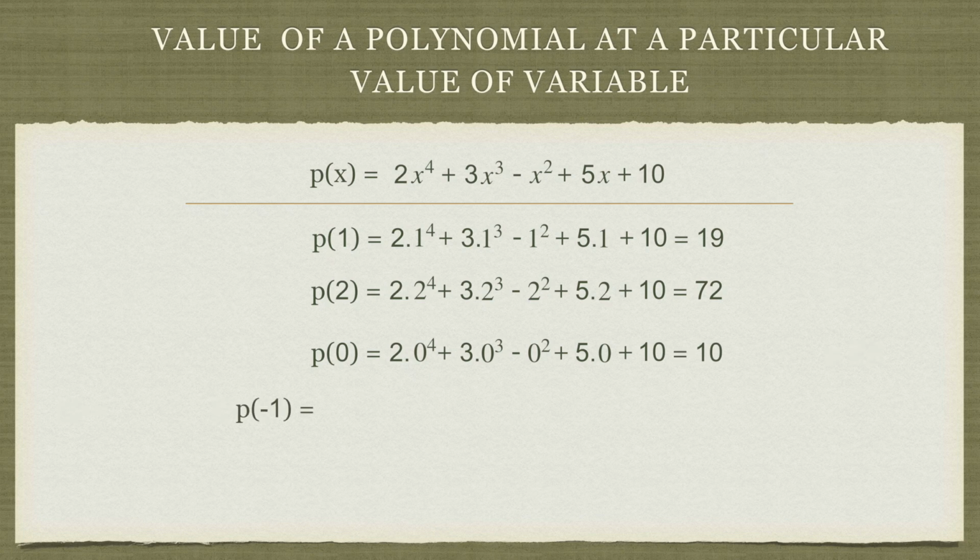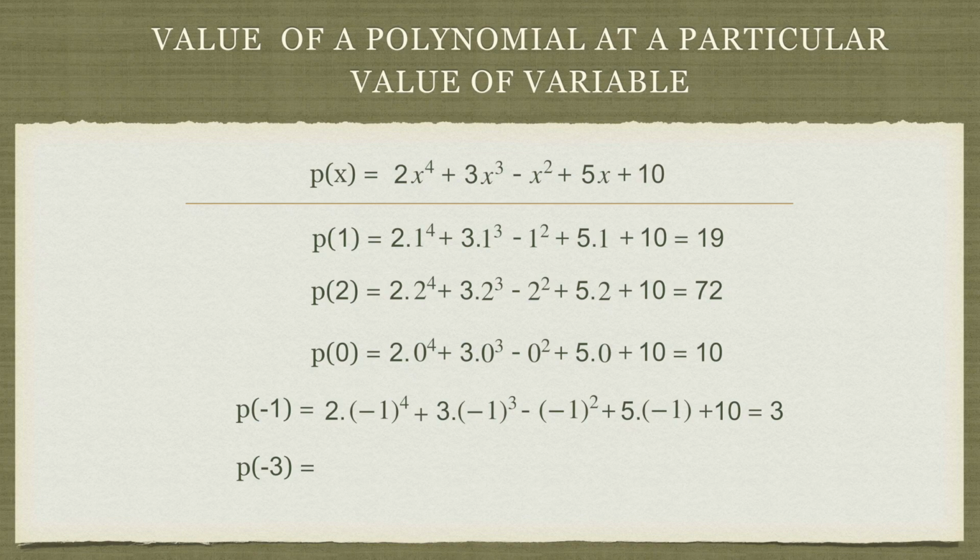What about the negative values of x? Again, it will be exactly the same thing. This time we're trying to find out the value of the polynomial at x equals minus 1. So it will be 2 times (minus 1) to the power 4 plus 3 times (minus 1) cubed minus (minus 1) squared plus 5 times (minus 1) plus the number 10, which will be equal to, now when we solve this, we will get 3.